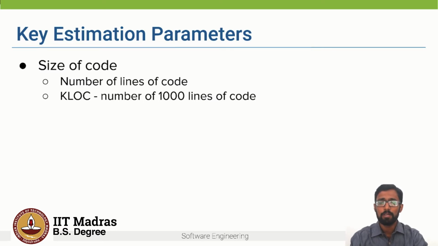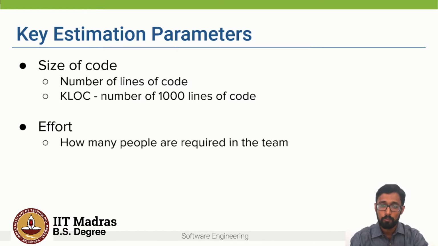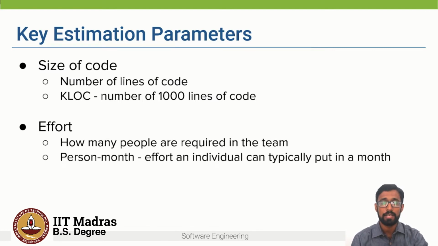But if you think about it, the size of the code alone cannot be provided to the clients, right? Especially to justify the cost. So another key estimation parameter is effort, and this is also an important parameter. Based on this, we can determine how many people are required to form the team, right? In the software industry, effort is usually measured in person months. One person month is the effort an individual can typically put in a month.